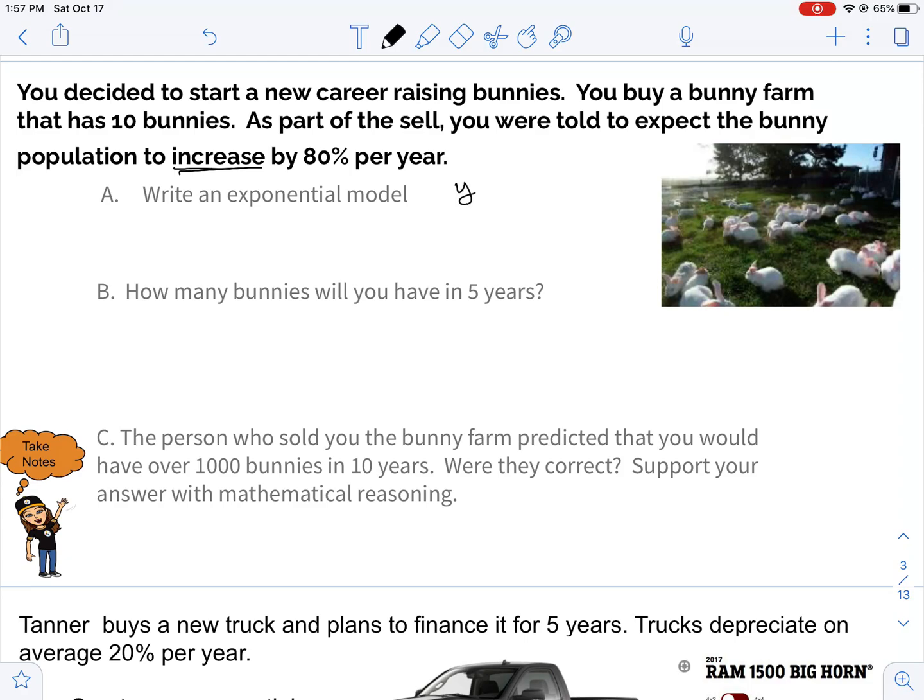So my basic model, again, is a b to the x. My initial amount was 10 bunnies.